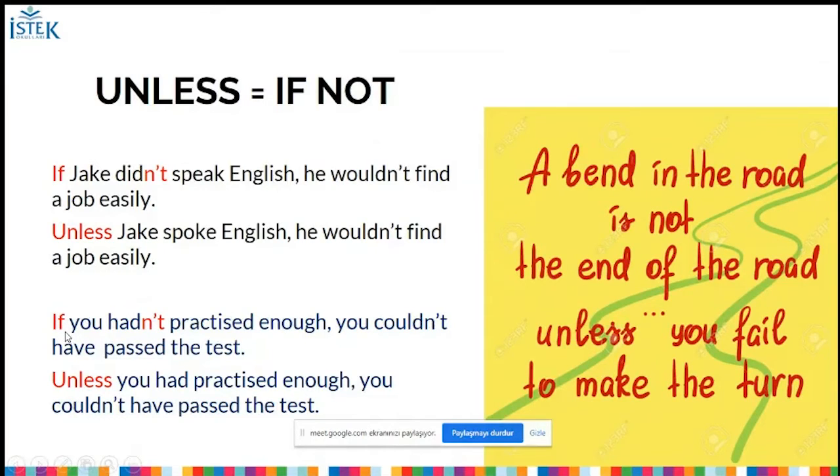This is another example for type 3. If you hadn't practiced enough, you couldn't have passed the test. Type 3. The if and not parts are used as unless at the beginning of the sentence, or you can use this conditional part again in the second part of your sentence. Unless you had practiced enough, you couldn't have passed the test. Or you can say, you couldn't have passed the test unless you had practiced enough.